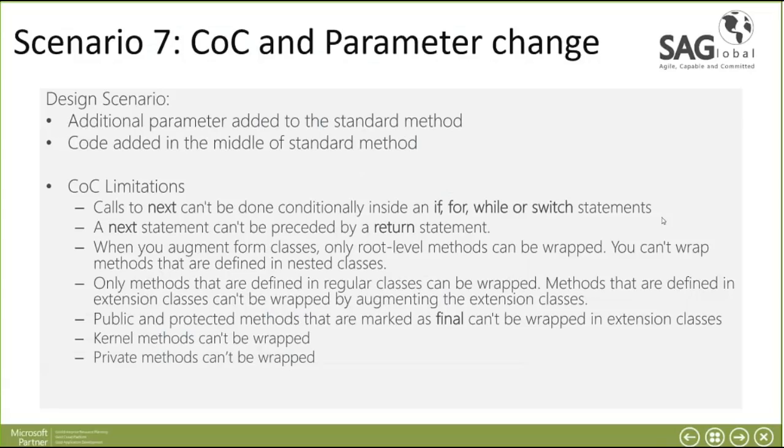Also, if any of your methods is marked as final, then you cannot do CoC for it. Also, there is certain kernel level code, or if any of the methods is a private method, you cannot do CoC for those objects. Apart from that, if the method is a public method or a protected method, you should be able to use CoC. CoC is one very important option which you can use to move most of the overlayering code.